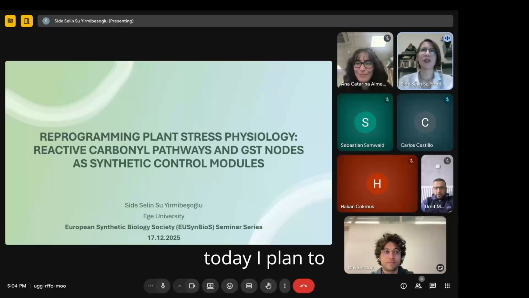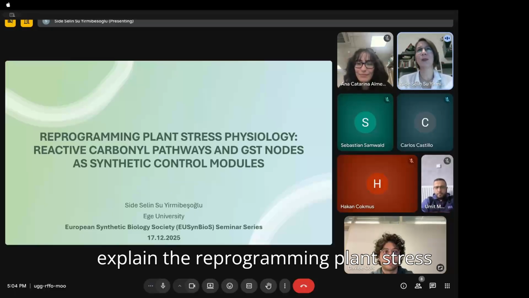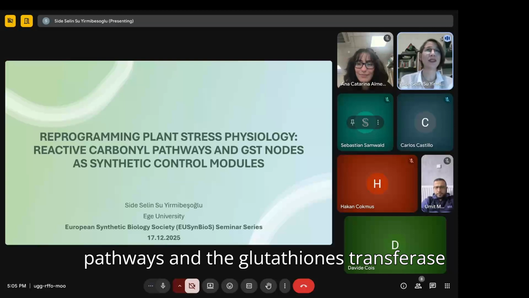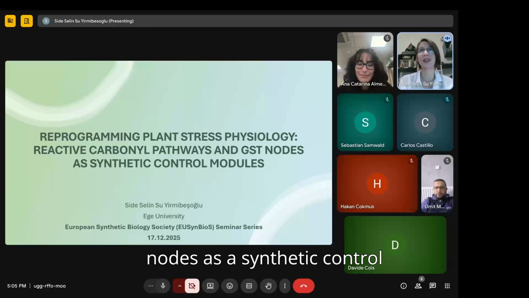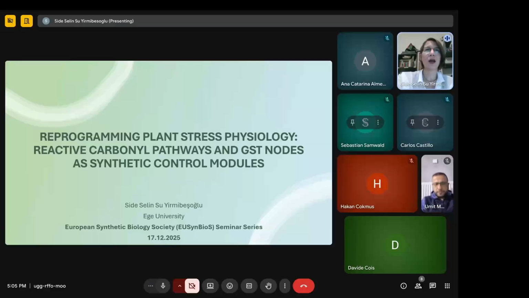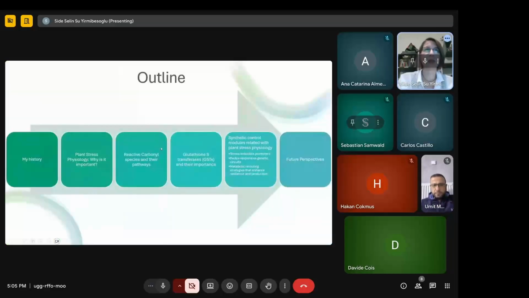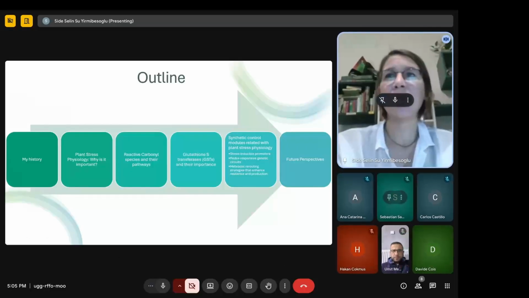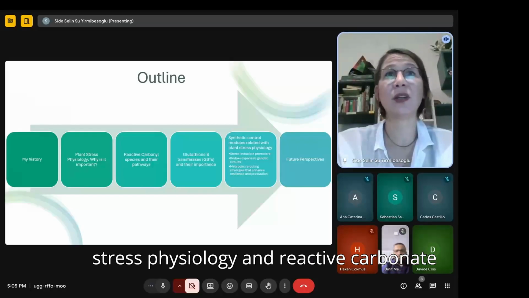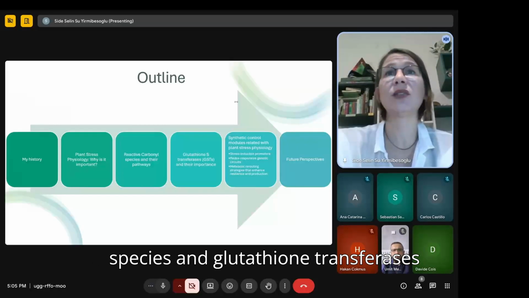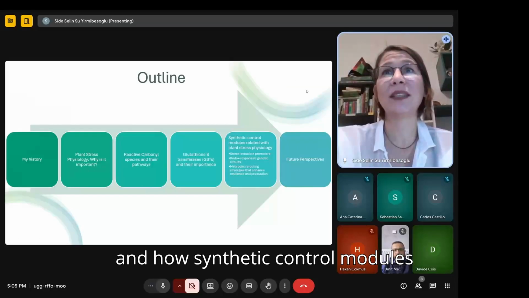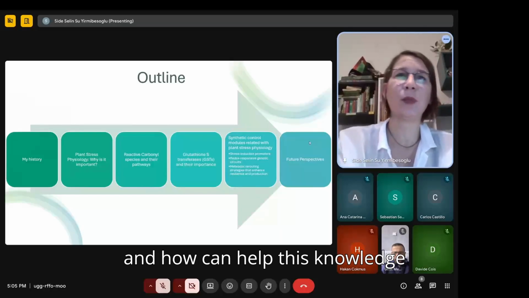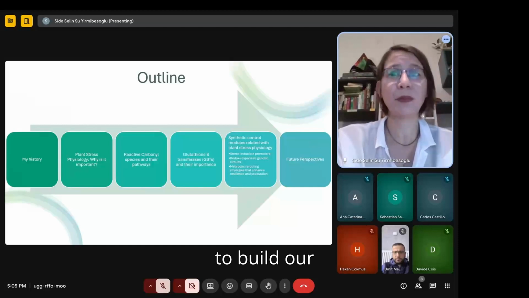Today I plan to explain reprogramming plant stress physiology based on the reactive carbonyl pathways and the glutathione S-transferase nodes as synthetic control modules. Here is my outline. First of all, I want to introduce myself, and then give a little information about plant stress physiology, reactive carbonyl species and glutathione S-transferases, how synthetic control modules relate to plant stress physiology, and how this knowledge can help us build our future.